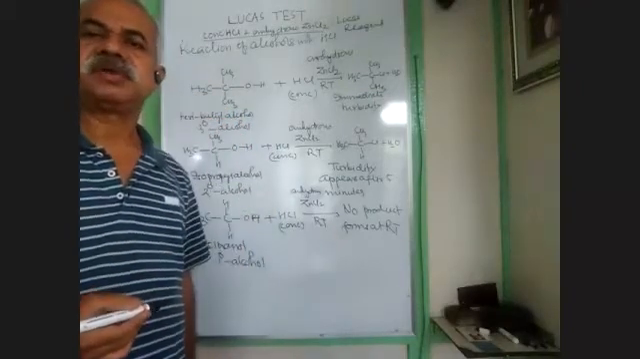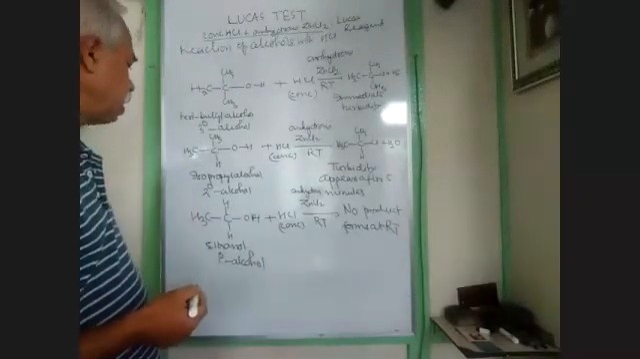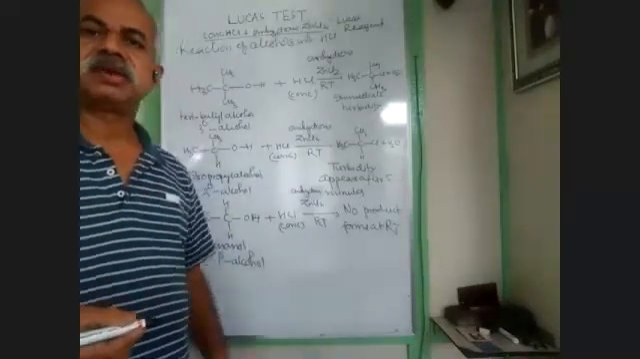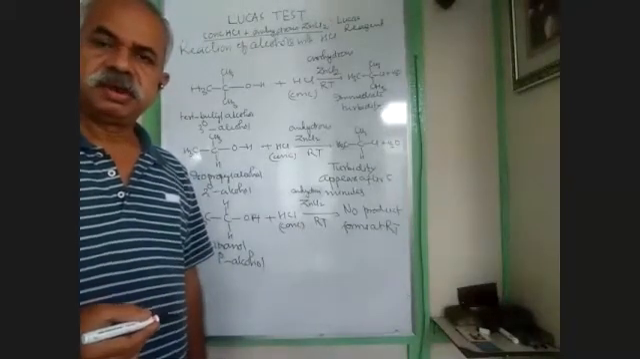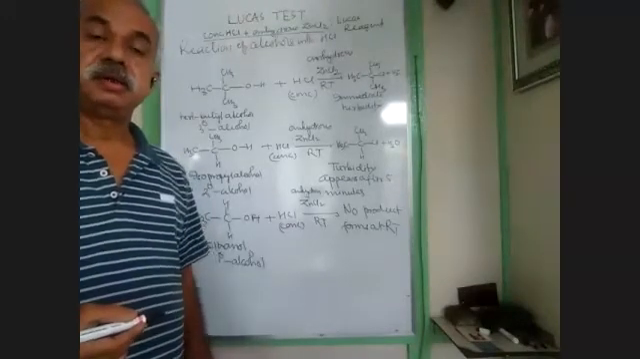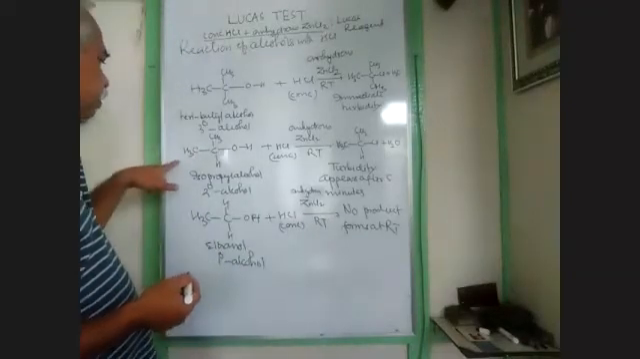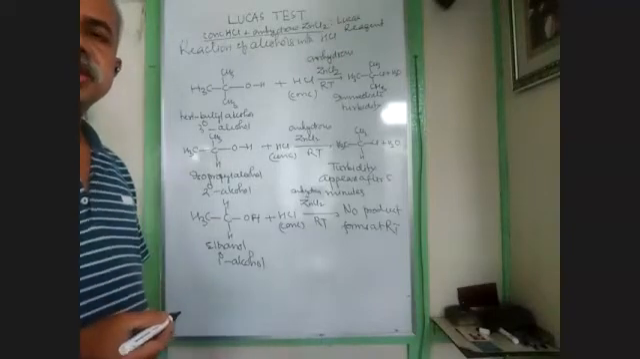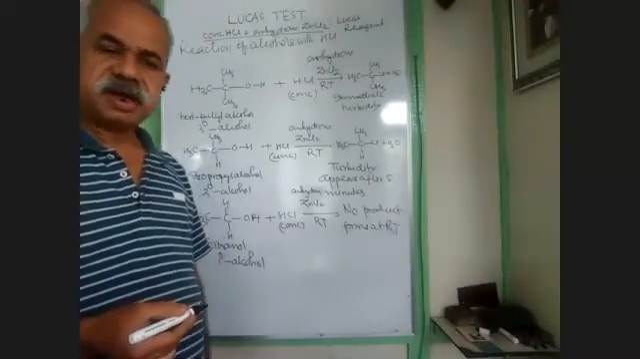Often this question comes in the exam: how can you distinguish between tertiary butyl alcohol and ethanol. You will simply have to write only one line: by Lucas reagent, tertiary butyl alcohol produces immediate turbidity, whereas ethanol does not produce any turbidity at room temperature. If they ask you to distinguish between secondary alcohol and primary alcohol, you write that secondary alcohol produces a turbidity after 5 minutes, whereas primary alcohol does not. Clear?